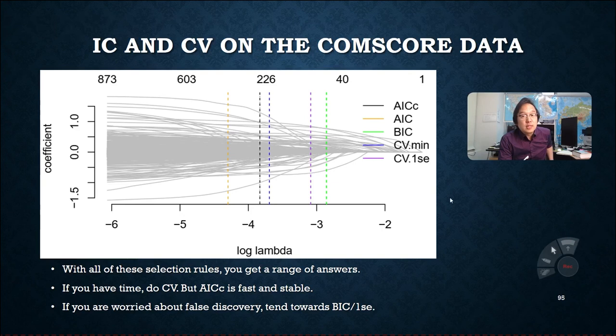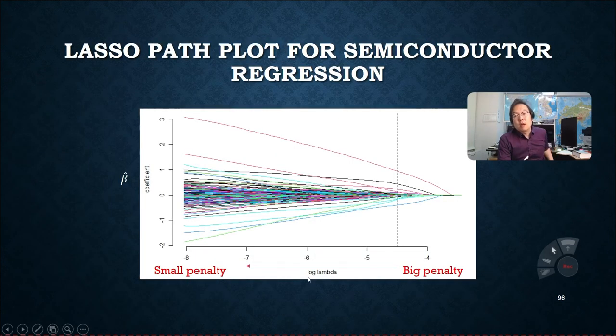The textbook shows this kind of path graph: the cross-validation minimum, and cross-validation one standard error away from the minimum, are shown in purple and navy blue, and AICc is black, with AIC over there and BIC over here. BIC is much more conservative. With all these selection rules, you get a range of answers. If you have time, do cross-validation. But AICc is fast and stable. And if you are worried about false discovery, tend towards BIC.